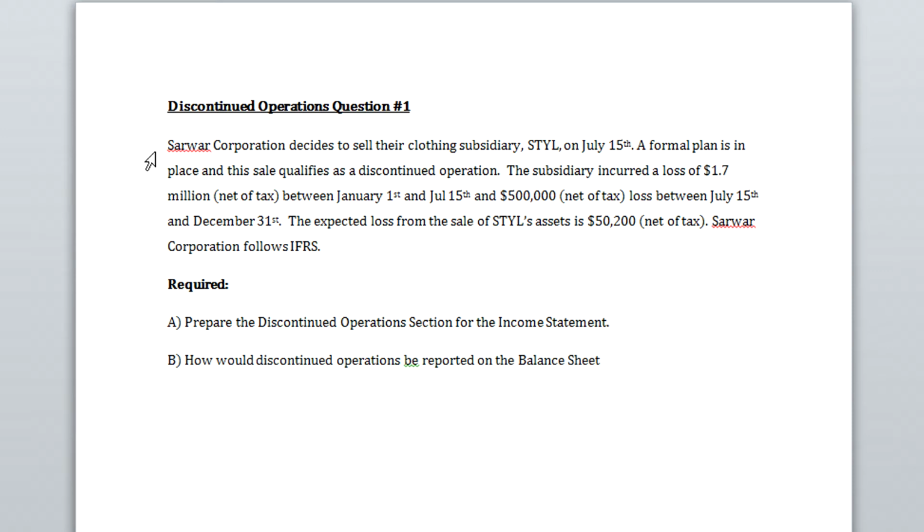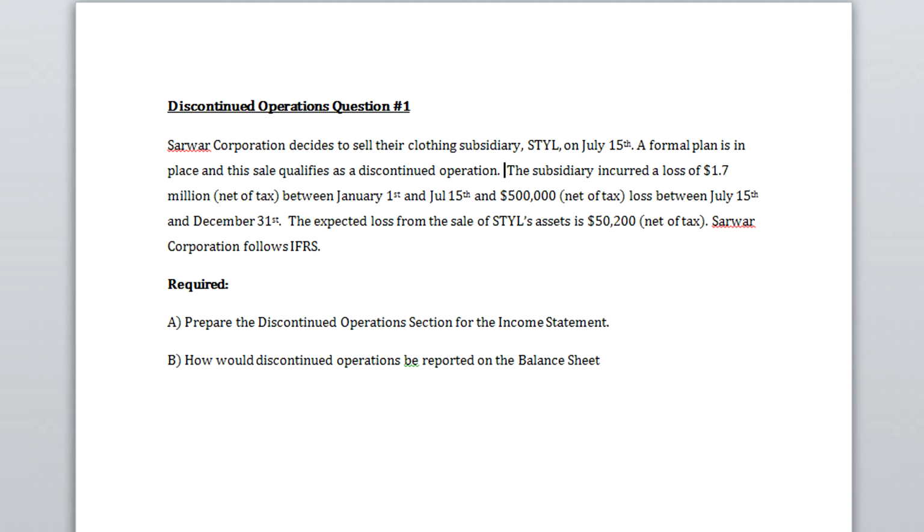Okay, so first of all, we know that Software Corporation is selling a subsidiary, Style, and it tells us right in the question, it qualifies as discontinued operation. In every single discontinued operation question, it's going to tell you straight up that this is discontinued operation, okay? So we don't have to think about the criteria of what qualifies as discontinued operations and what doesn't. It's going to tell us right there, okay? So it's very simple and straightforward.